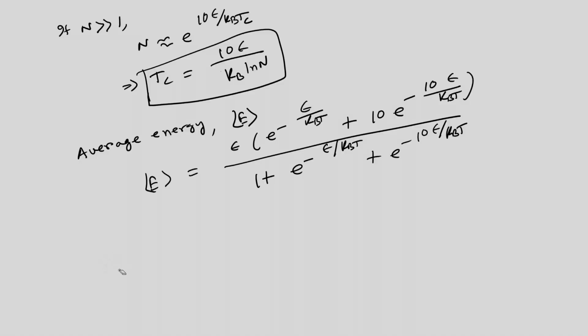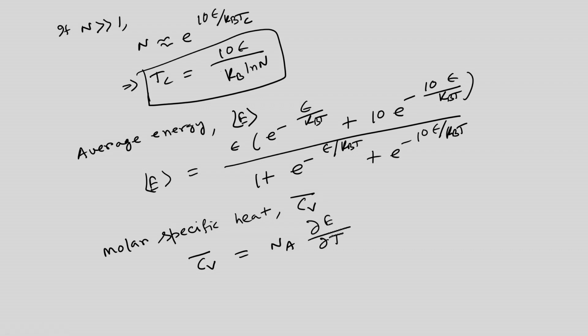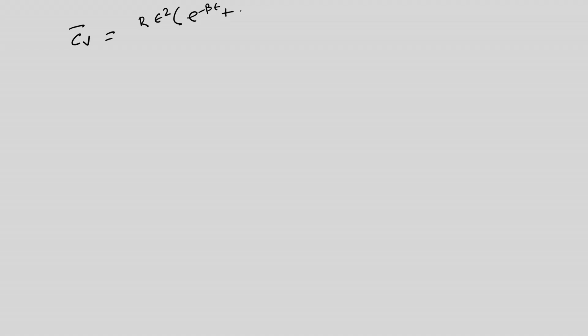Now, the specific heat, the molar specific heat, we need to calculate. So, the molar specific heat we call Cv bar, so Cv bar is nothing but Na times del E average by del T at constant volume. Okay. So, if we carry out the differentiation, we get Cv bar is R epsilon squared, e to the minus beta epsilon plus 100.